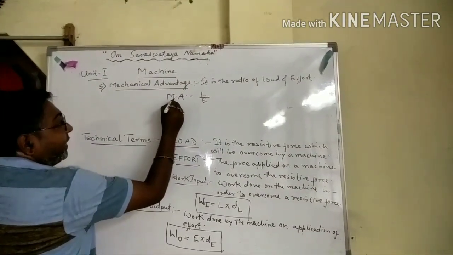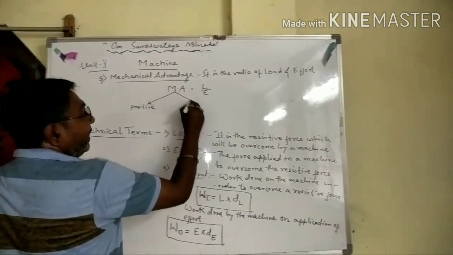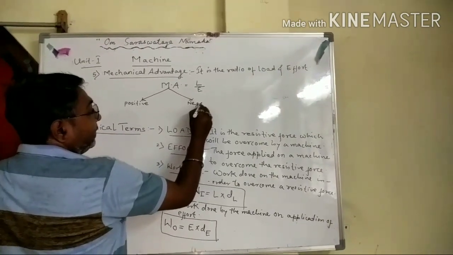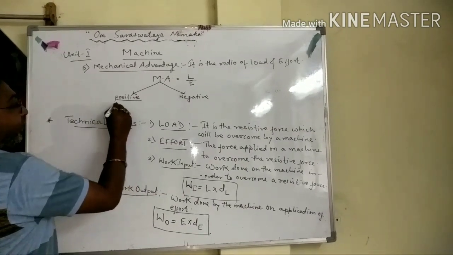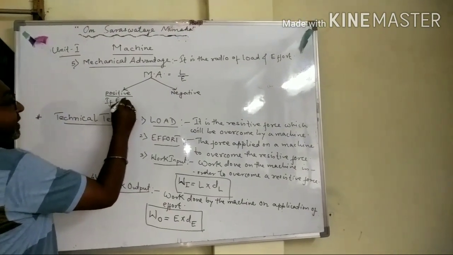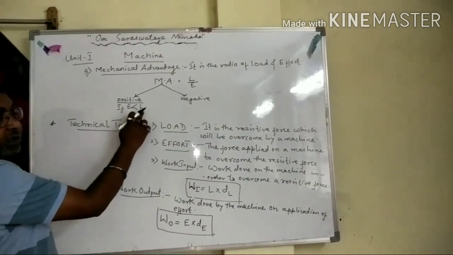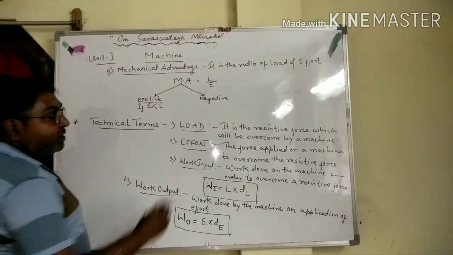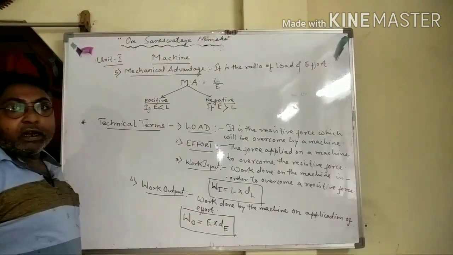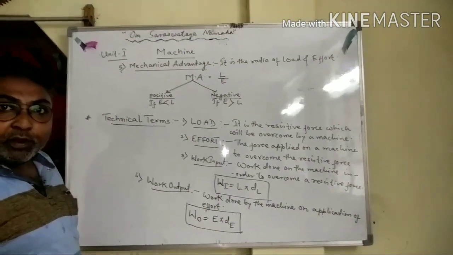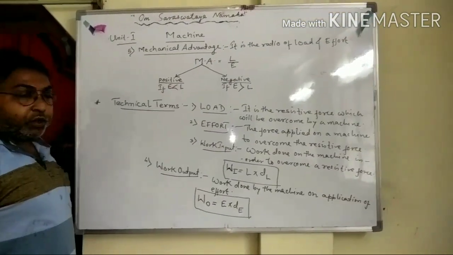Now mechanical advantage can be positive as well as negative. Now when will mechanical advantage be positive? If effort is less than load, this is the symbol of less than, then mechanical advantage will be positive. If effort is greater than load, then mechanical advantage will be negative. So this was about mechanical advantage.